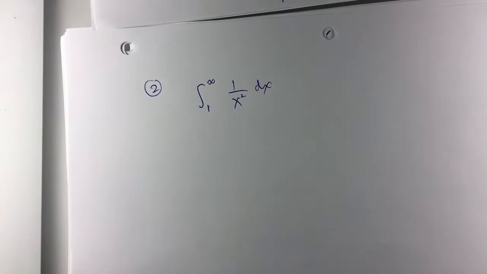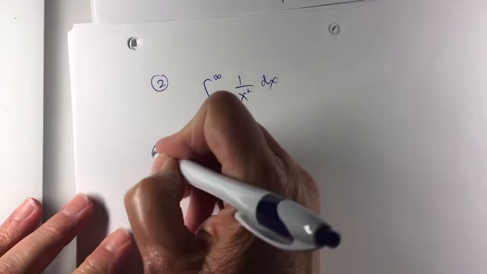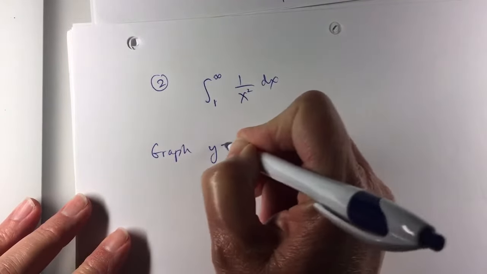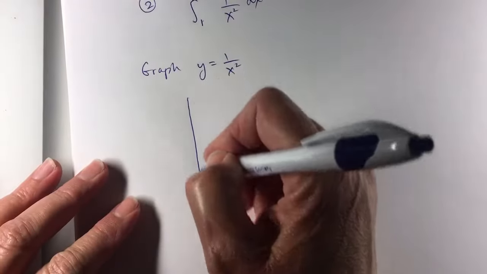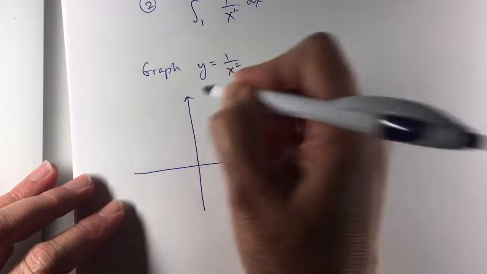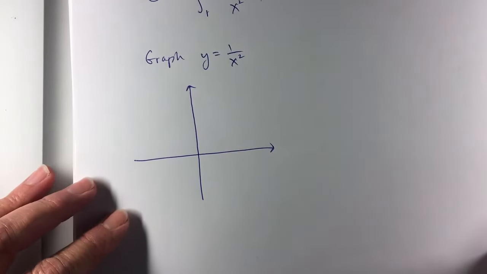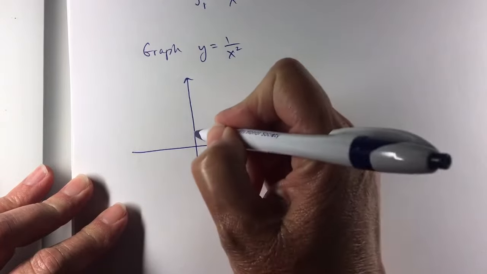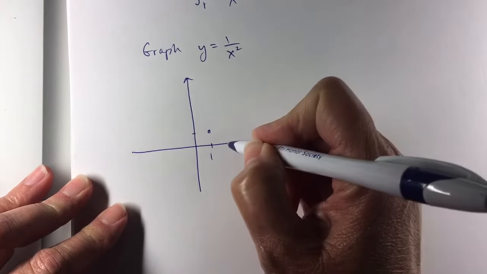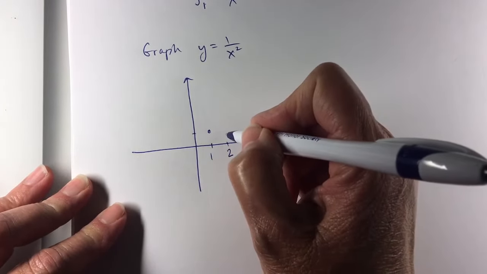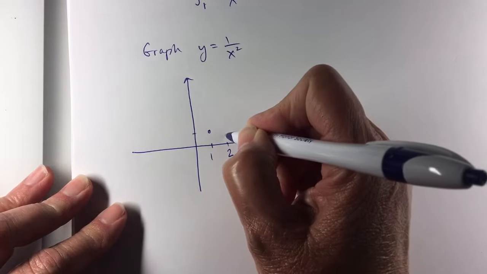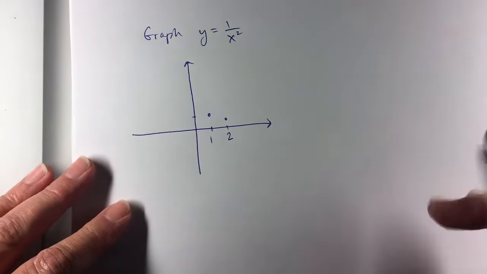For this problem, I am going to also remind you of what the graph looks like of the integrand. Graph y equals 1 over x squared. If I plug in 1, what do I get? 1. If I plug in 2, I get 1/4. Now I'm going to exaggerate this a little bit. I'm putting it higher than it should be.